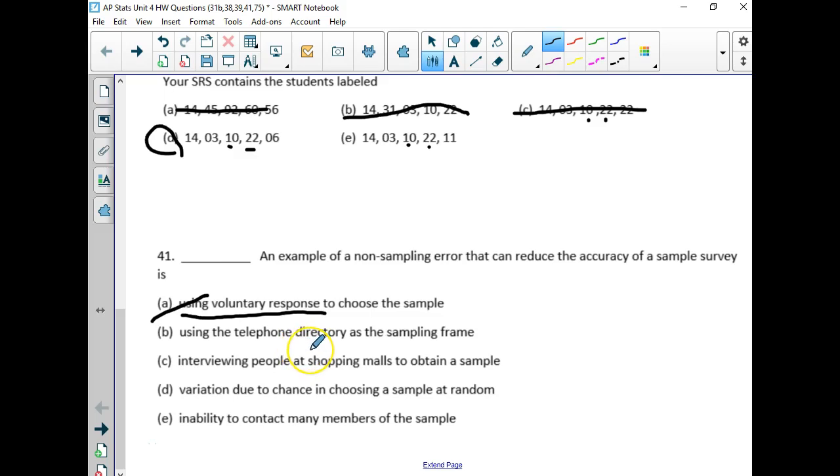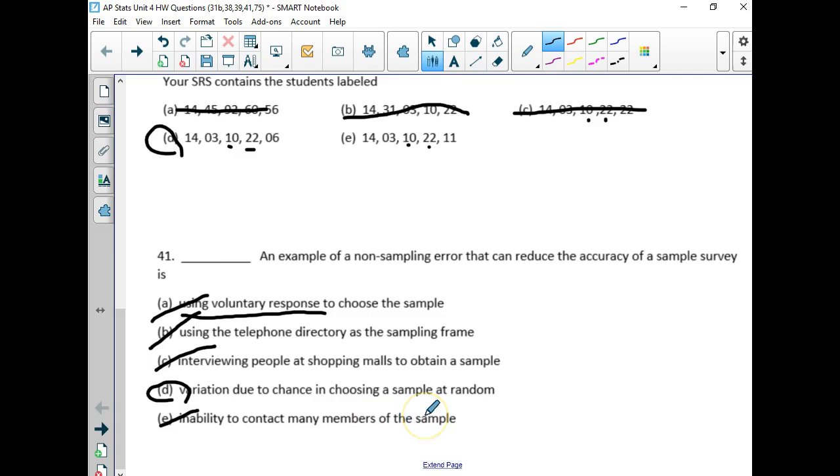Using the telephone directory as the sampling frame. Again, that's the statistician's error, so that's a sampling error. Interviewing people at the shopping malls to obtain a sample, that's a convenience sample. Again, that is the statistician who did the error, so that's a sampling error. Variation due to chance in choosing a sample at random. Okay, we don't know. Inability to contact many members of the sample. That is also the statistician's error. So by process of elimination, we have D.